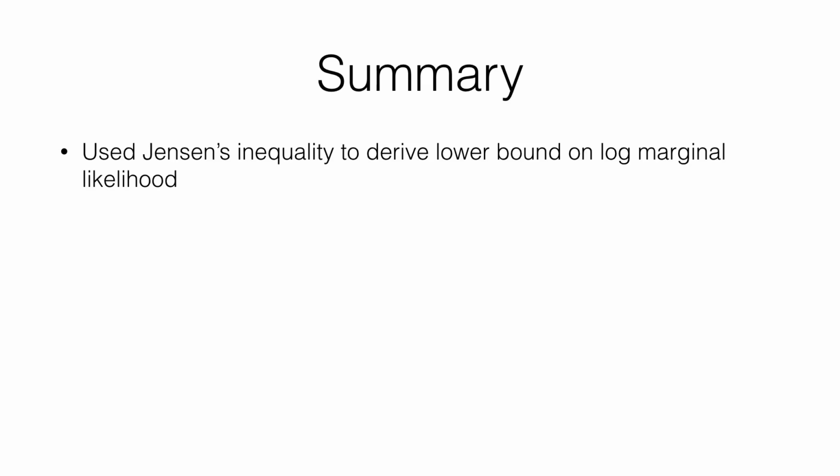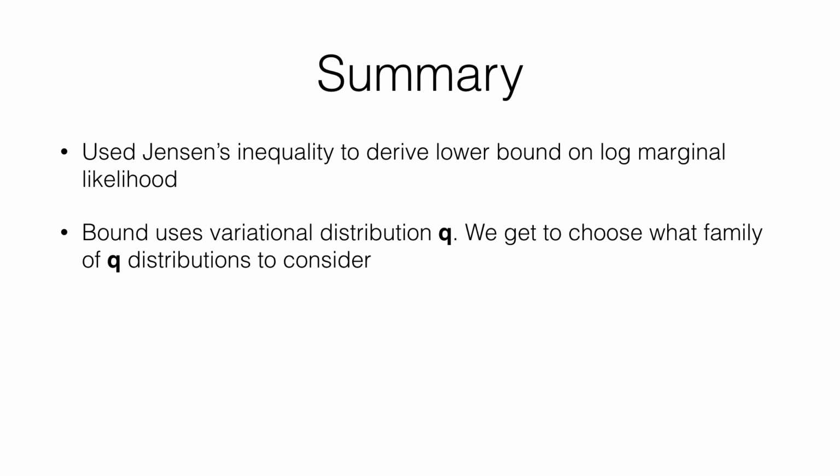Okay, so to summarize, what we did here was we used Jensen's inequality, because I'm American, it's Jensen's inequality, to derive a lower bound on a log marginal likelihood. And that bound ends up using this variational distribution Q. And we get to choose a family of Q distributions to consider. On paper, mathematically, we really should be doing it over the family of all possible distributions for the latent variables, but we don't want to do that because obviously that's super expensive. So we choose a simplified family of distributions for which we can efficiently solve each of the steps of the maximization.